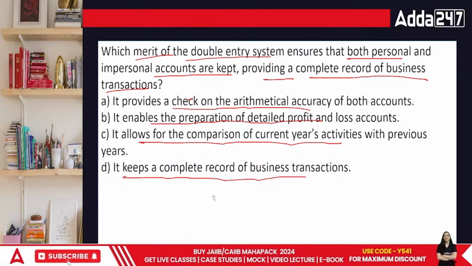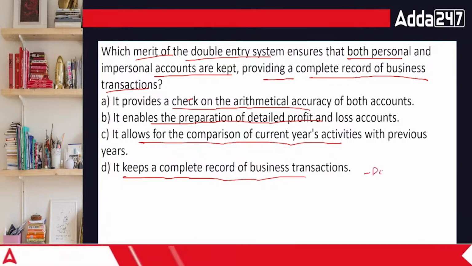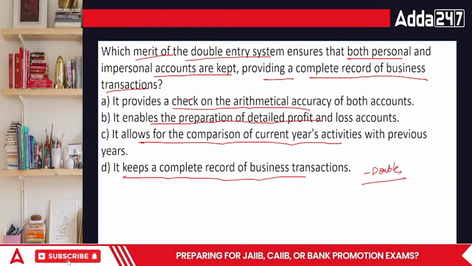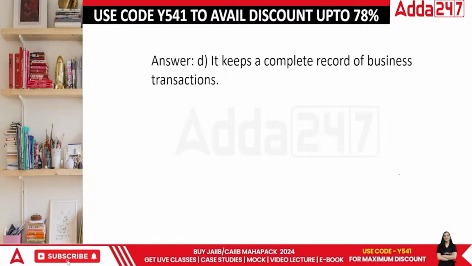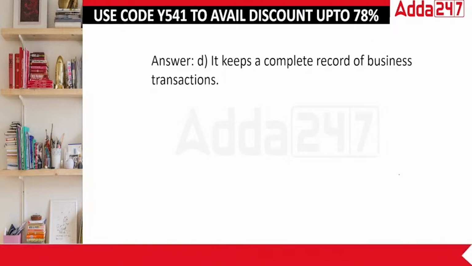It's the same point. Double entry bookkeeping. Double means complete. We're recording each and everything. So that comes out to be it keeps a complete record of the business transactions.